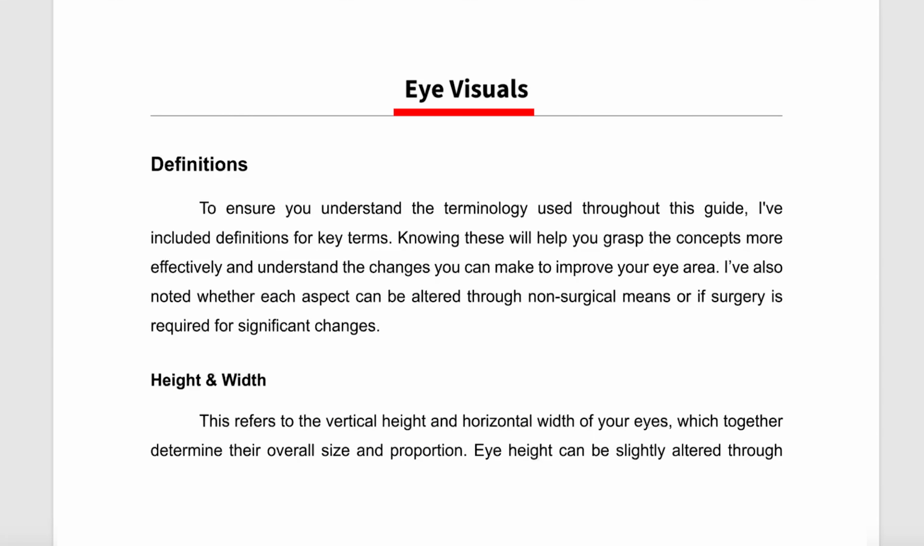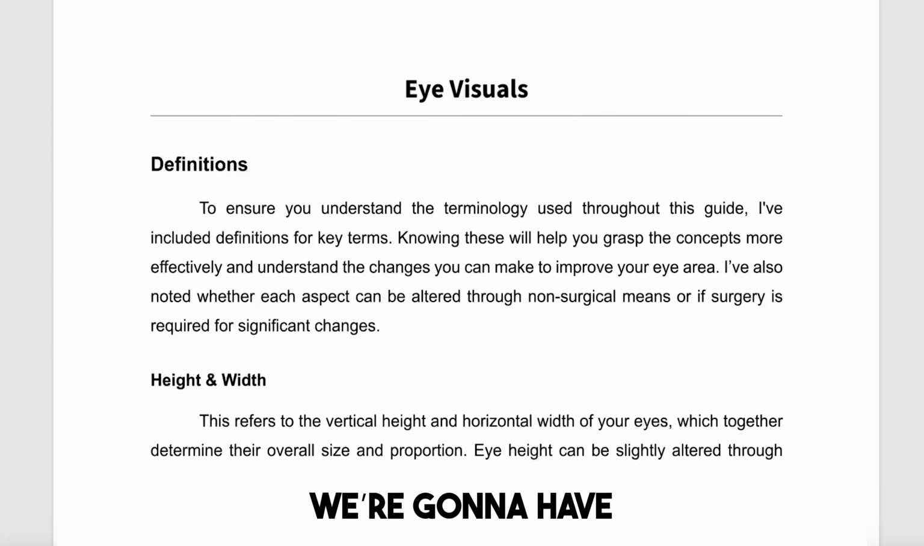Eye visuals. Right, before we even get into anything, we're gonna have to talk about the terminologies, the definitions that are gonna be used throughout this guide. This is so you can understand the topics that I'm talking about, and then I can guide you through without you getting any confusion, right? So yeah, knowing these will help you grasp the concepts more effectively and understand the changes you can make to improve your eye area. I've also noted whether each aspect can be altered, right?